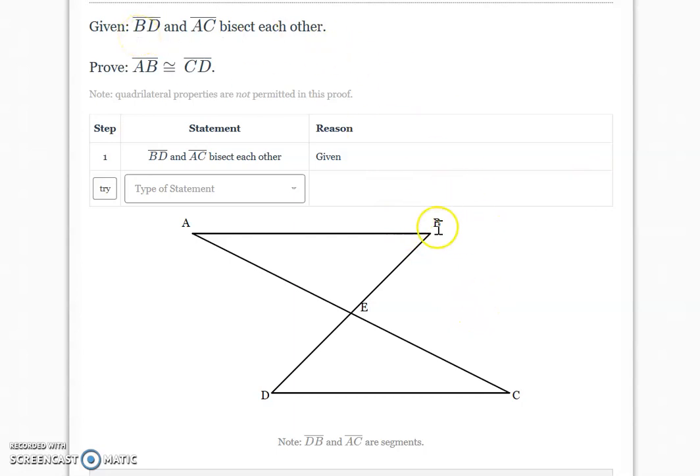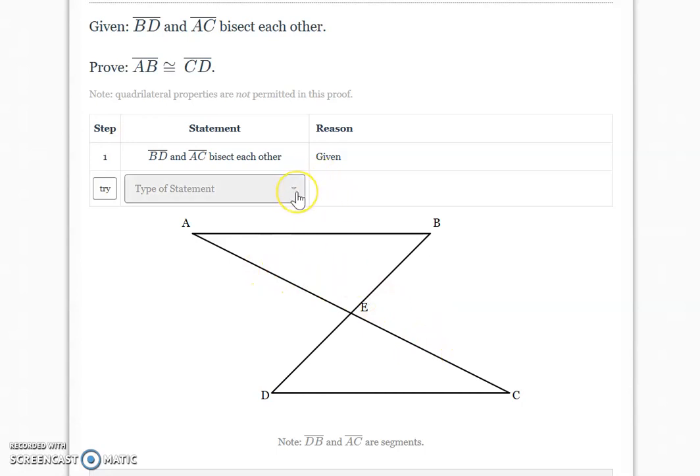BD right here, and AC bisect each other. Okay, very interesting. And then we're trying to prove that AB is congruent to CD. All right, so AC and BD bisect each other, which means when they meet, they cut each other in half. So when BD crosses over AC, it makes two equal pieces here and here.